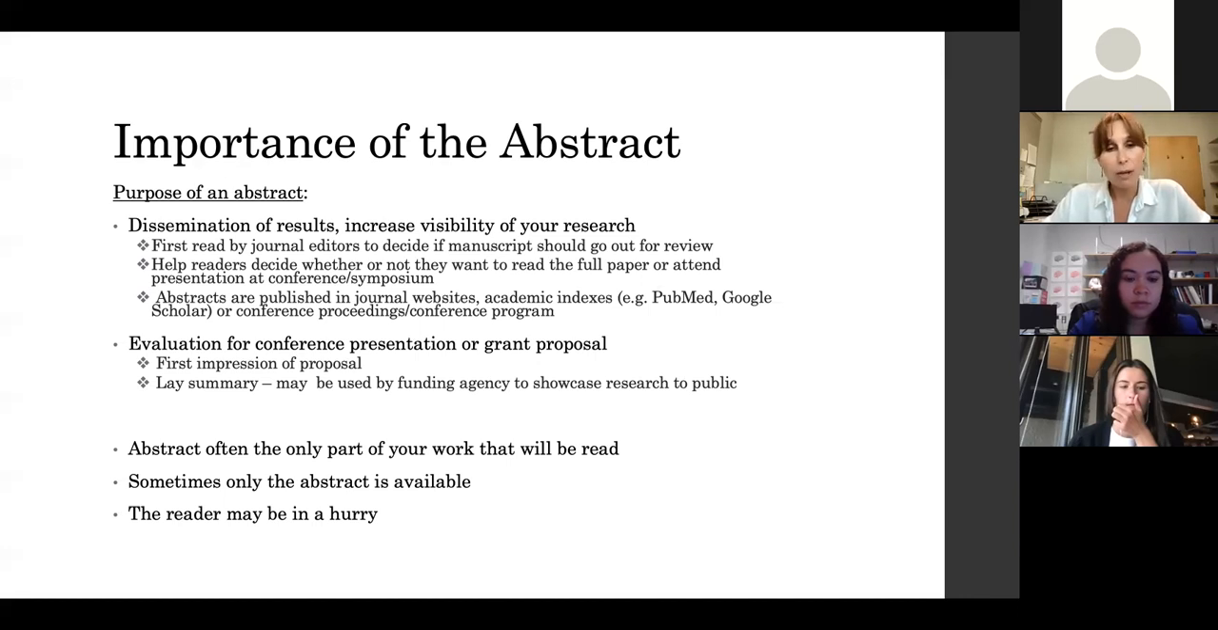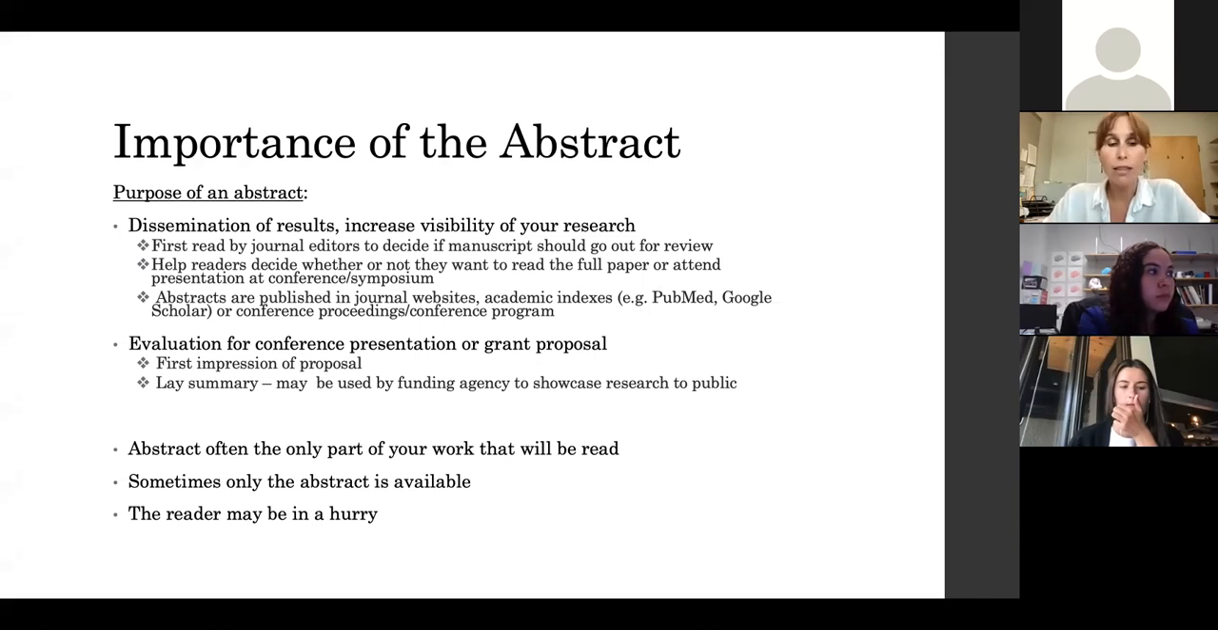Abstracts that are accepted for presentation at conferences or symposia will be published in the conference proceedings or in the program booklet. So the attendees will skim through the abstracts to decide which presentations they want to attend.